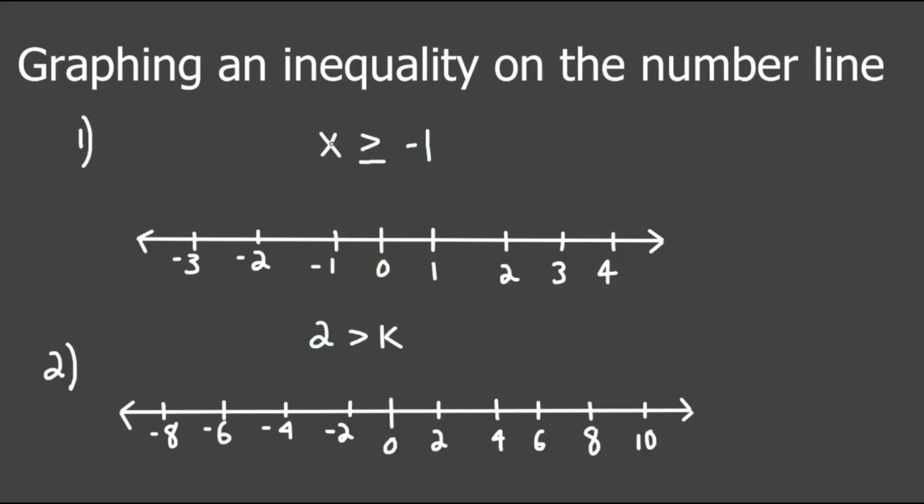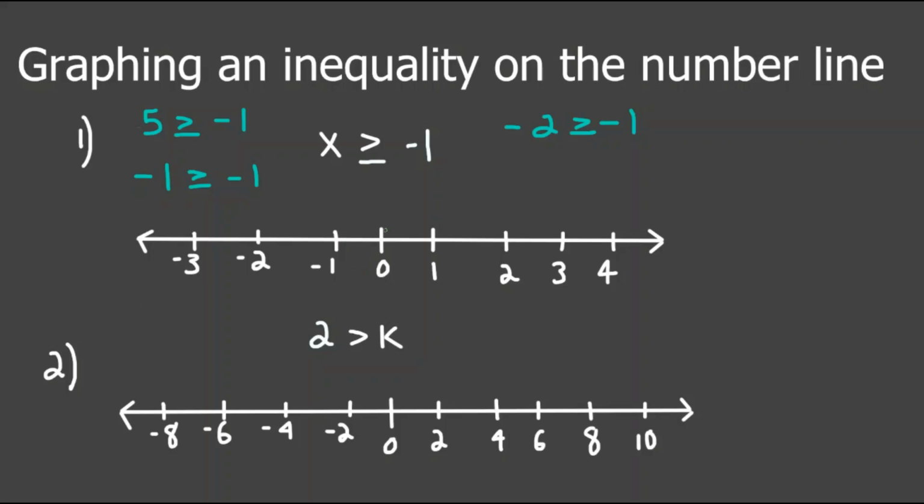Now we have x is greater than or equal to negative 1. What does this greater than or equal to sign tell us? It tells us that x could be a number that's greater than negative 1, so a number like 5, or x could also equal negative 1. So negative 1 could be greater than or equal to negative 1. But what can't happen is x being equal to negative 2, because negative 2 is less than negative 1, and it's not equal to negative 1 either.